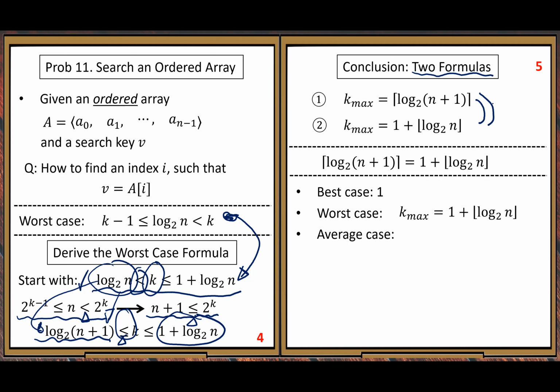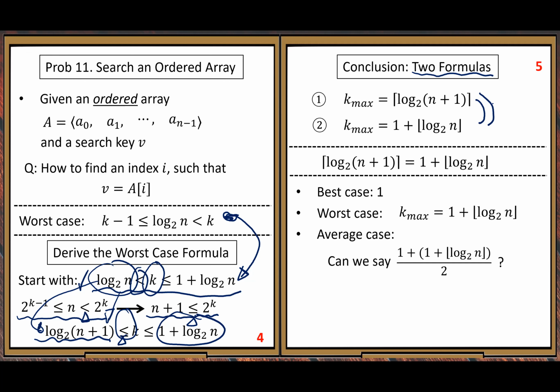How to get the average case? We need to do a calculation for the average case, and you need to do a lot of work. The question: can we simply take the average of the best case and the worst case? We know the best case. We know the worst case. Can we simply use the average of the best case and the worst case for the average case?